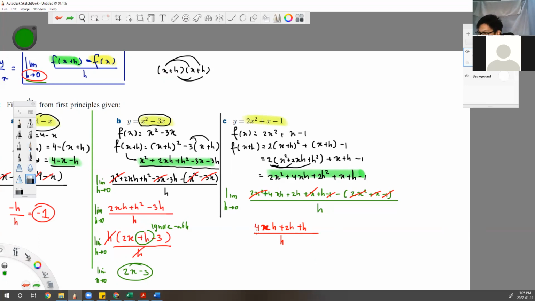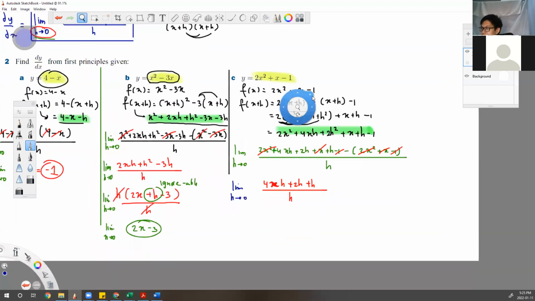And I have to erase this. Okay, thanks. So what you can do now, limit h near to 0? What can you do now, Vicky? Any idea? You can factor it with h. Yeah, factorize the h, right?